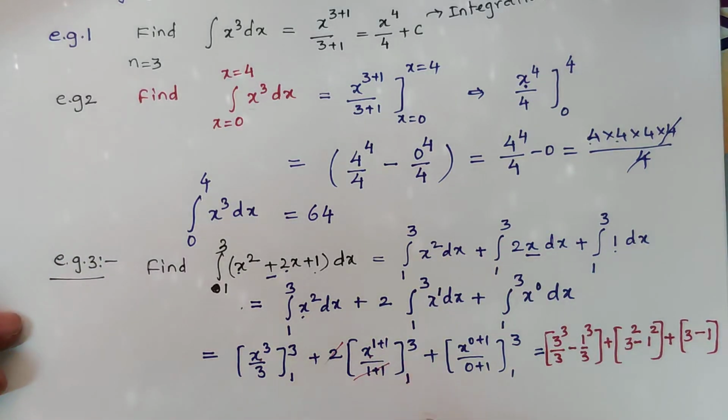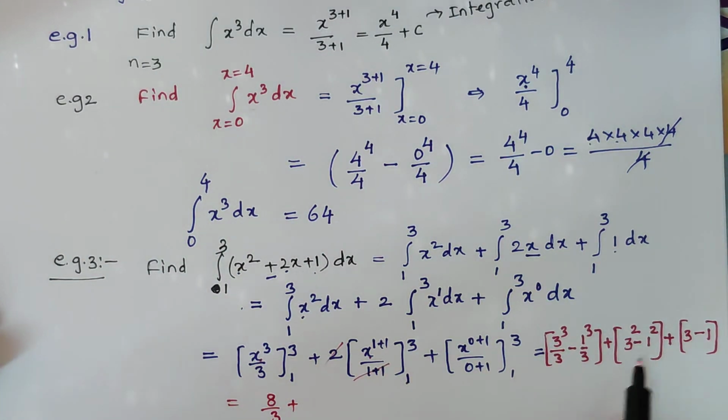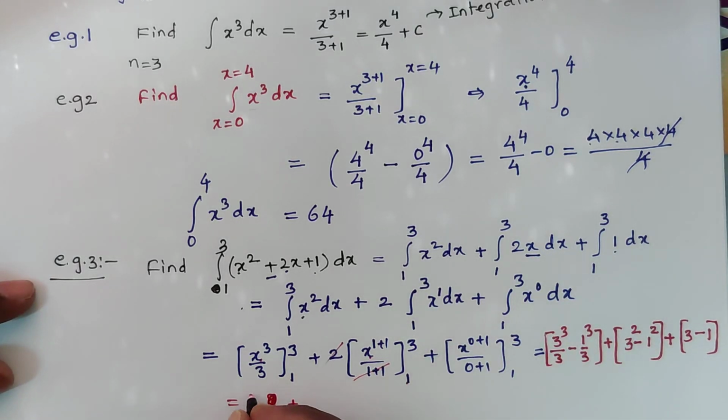So the final answer is 3 cube means 9, 9 minus 1, 8 by 3, plus 3 cube minus 1, 3 square minus 1. Sorry, 3 cube is nothing but 27 minus 1, 26. 26 divided by 3.